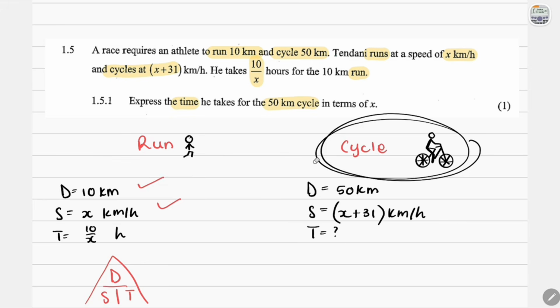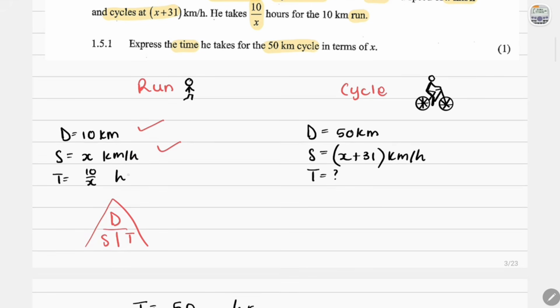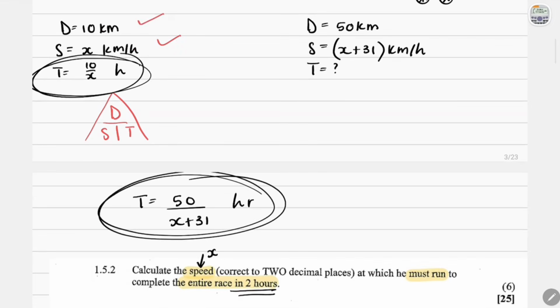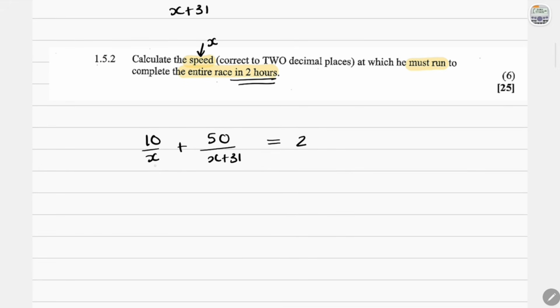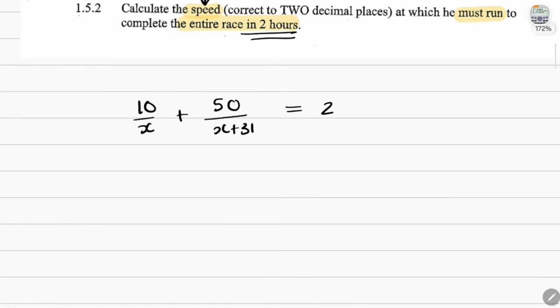So let's take the time of both parts of this race. It takes him 10 over x hours to run, and then it takes him this amount of time to cycle, and we're going to add those 2 times together. So we're saying 10 over x plus 50 over x plus 31, because that's the time it takes him to run and the time it takes him to cycle, and all of this needs to be done in exactly 2 hours. So that is our equation. The equation is based on the time, and it will help you to solve for x, which is the speed.